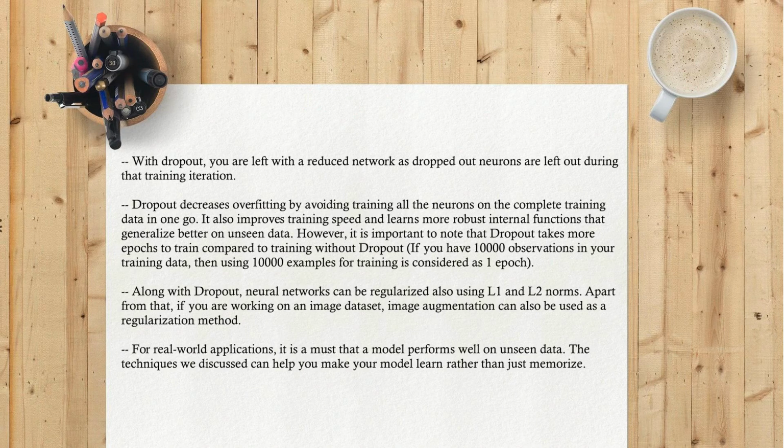With Dropout, you are left with a reduced network, as dropped-out neurons are left out during that training iteration. Dropout decreases overfitting by avoiding training all the neurons on the complete training data in one go. It also improves training speed, and learns more robust internal functions that generalize better on unseen data. However, it is important to note that Dropout takes more epochs to train, compared to training without Dropout. If you have 10,000 observations in your training data, then using 10,000 examples for training is considered as one epoch.